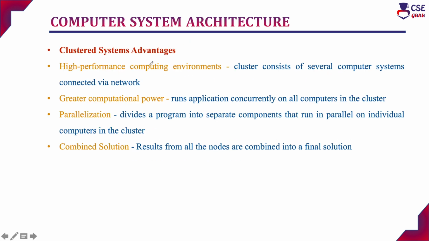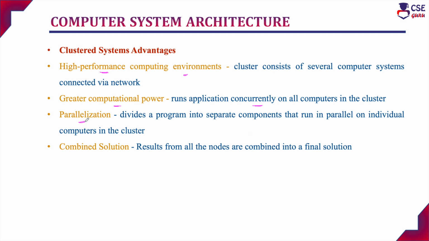And the advantages of clustering system include a high performance computing environment. So here a cluster system consists of several computer systems connected via network. We are able to perform more tasks efficiently. So it provides a high performance computing environment. And also greater computational power. That is, it runs applications concurrently on all computers in the cluster. All the clustered systems will work independently. Whenever there is a failure or dependency is required, at that time it relies on other machines. Other times, all the machines will execute independently and complete their tasks.